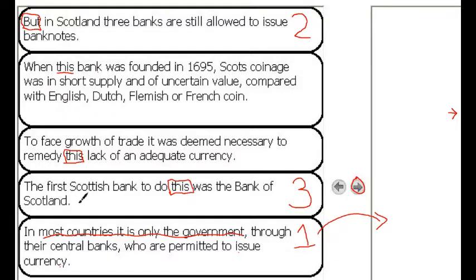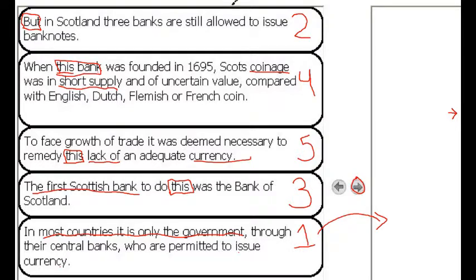After that, when this bank was founded in 1695, that makes sense as the next one. The first Scottish bank is one specific bank, and this bank would refer to one specific bank already mentioned. So that should be sentence 4. Scots coinage was in short supply, and of uncertain value. To face growth of trade, it was deemed necessary to remedy this lack of an adequate currency. Okay, so lack is a synonym for short supply, and currency is a synonym for coinage. So this one comes next.